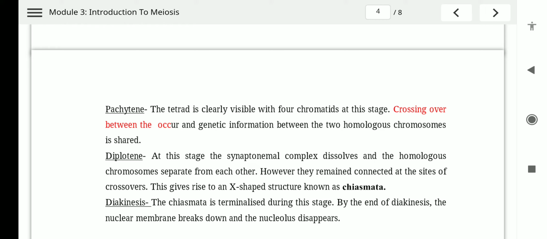And the last stage is diakinesis. The chiasmata get terminated during this stage, and by the end of diakinesis, the nuclear membrane breaks down and the nucleolus disappears. So, it is the prophase. Prophase is the first stage of cell division. So, at the end of diakinesis, the nuclear membrane breaks down and the nucleolus disappears. So, it is about prophase 1.